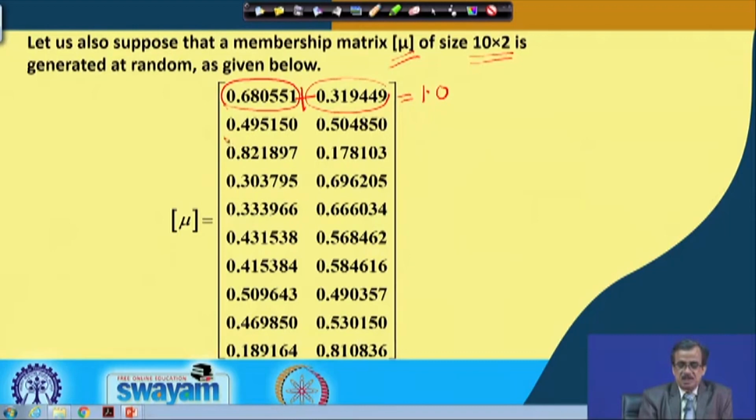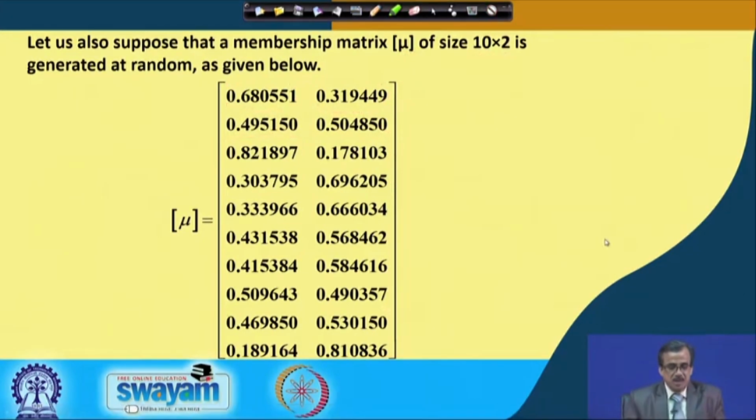So, these are the membership values for the second data point, the third data point, the fourth data point, and if you add them up, you will be getting 1.0. And this particular matrix, the mu matrix of size 10 cross 2, is generated at random initially. Now, let us see how to proceed further and how you can do the clustering.